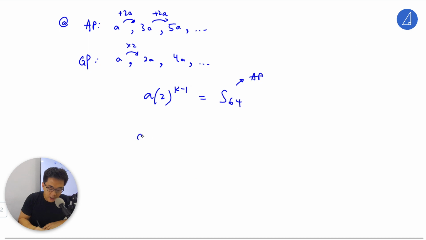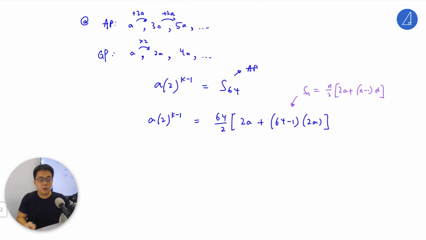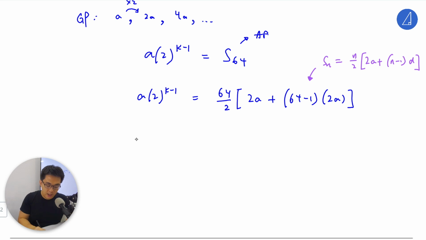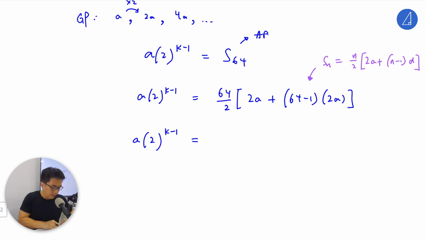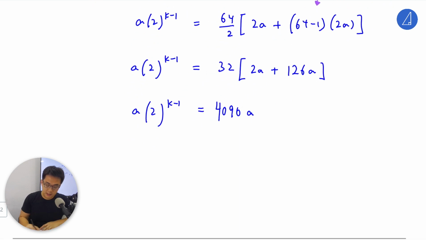So what you do is A 2^(k-1) equals 64 divided by 2, times 2A plus (n minus 1) d, which is 2A. There you go. Then you just expand this and solve it, right? This will be A 2^(k-1) equals 64 divided by 2, that will be 32, times 2A plus 63 times 2A, which is 126A. There you go. So this is the case here.